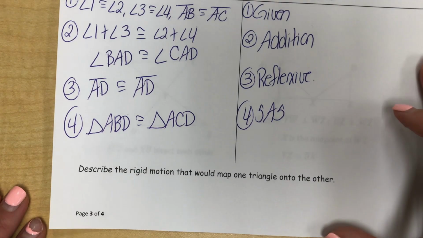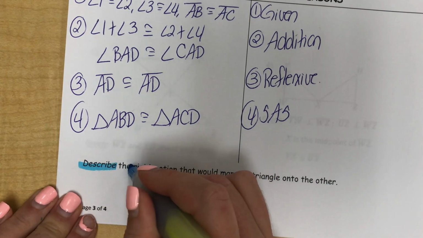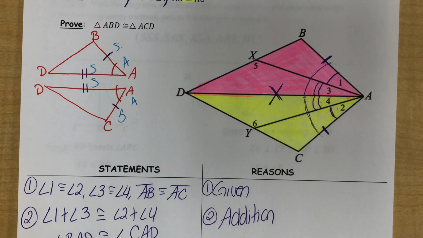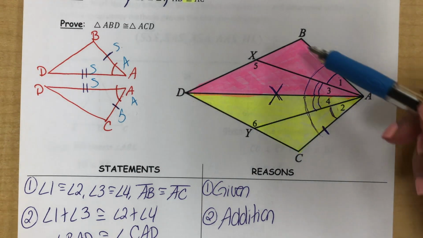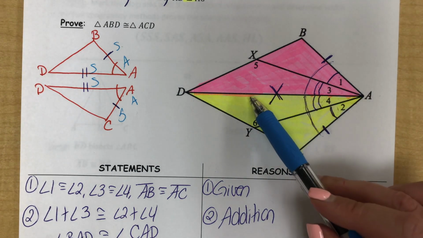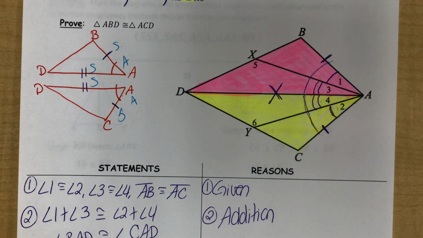Okay, and then last but not least, we have to describe the rigid motion. I'm hoping this one was a little bit more obvious. It would have been a reflection. A translation is not going to work if I slide this down, and a rotation isn't going to work if I take one of these and turn them around. It's not going to happen for me, guys. So it's going to definitely be a reflection.